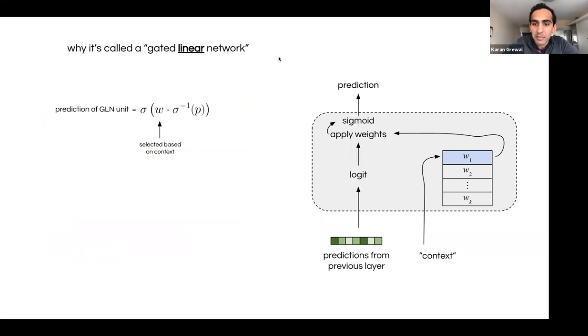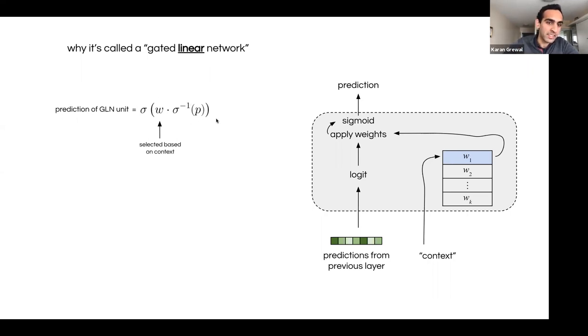All right, so now Lucas, you were asking about the squiggly line. This is what's really happening here. All these predictions come in from the previous layer. Logit is just an inverse sigmoid function, which it applies, and it applies the weights. It puts it through a sigmoid to get it to go between 0 and 1, and then it outputs the prediction. Mathematically, this is what it looks like.